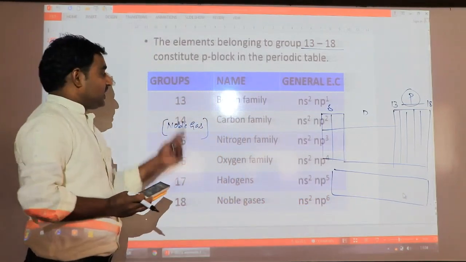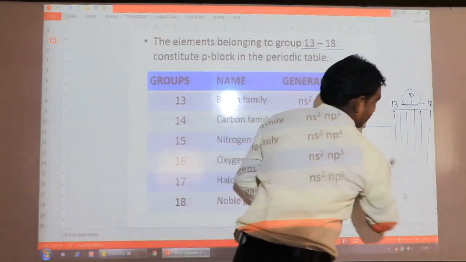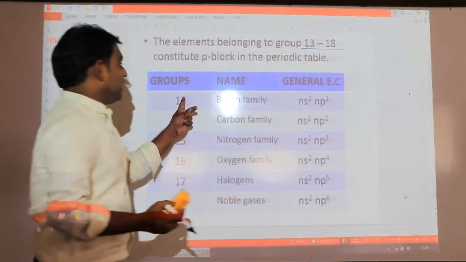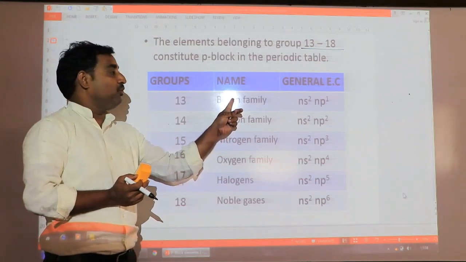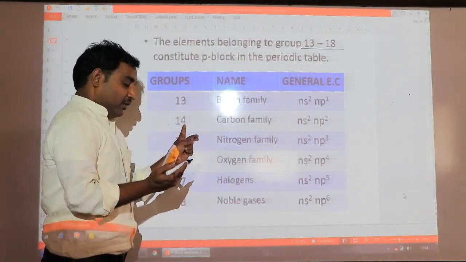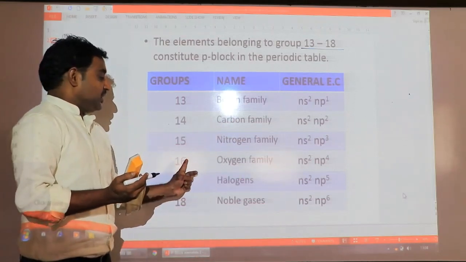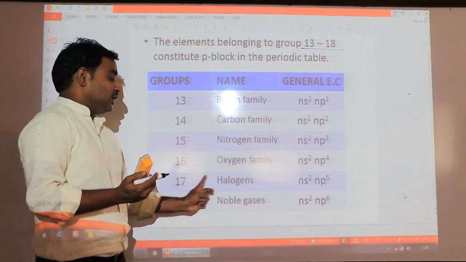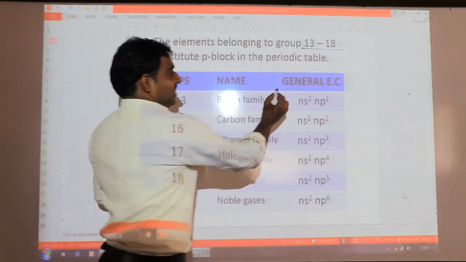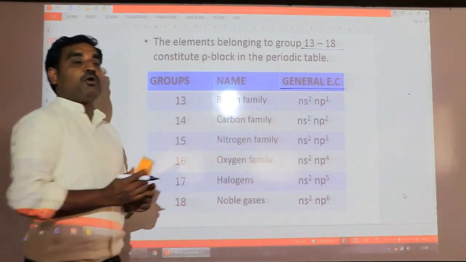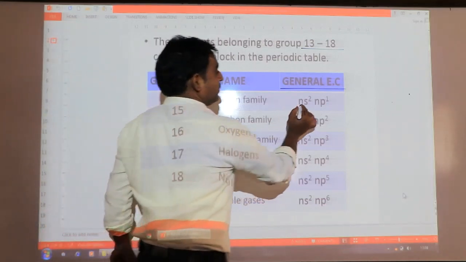Now those groups, that is 13 to 18, we have written in the slide. The 13th group we call the boron family, since the first element of the 13th group is boron. The 14th group is the carbon family. 15th group is the nitrogen family. 16th group is the oxygen family. 17th group is the halogen family. 18th group is the noble gases. Now, what is the general electronic configuration of the boron family, carbon, nitrogen, oxygen, halogen and noble gases? Now it is ns2np1.